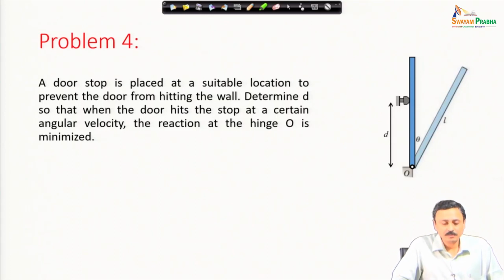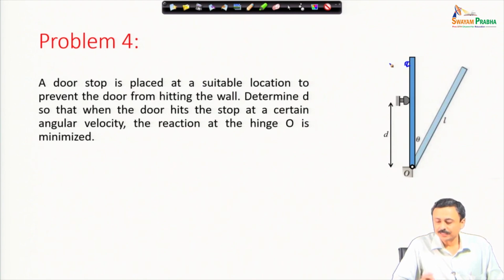Let us move to the next problem. This is a very practical problem about door stops, where you should place door stops and why you should place them there. A door stop is placed at a suitable location to prevent the door from hitting the wall. Door stop is generally placed to prevent the door from hitting the wall, because the door might have handles here, and when it hits it damages the wall. Therefore, you have door stops.